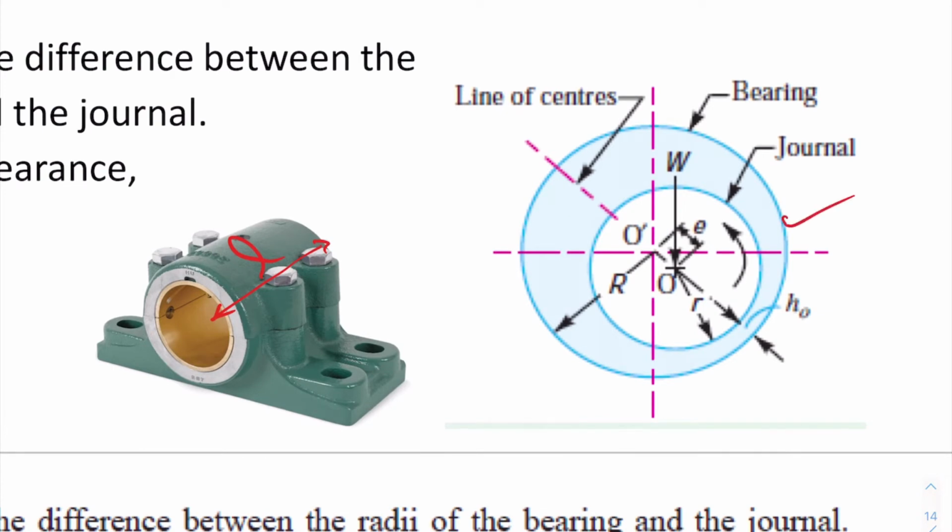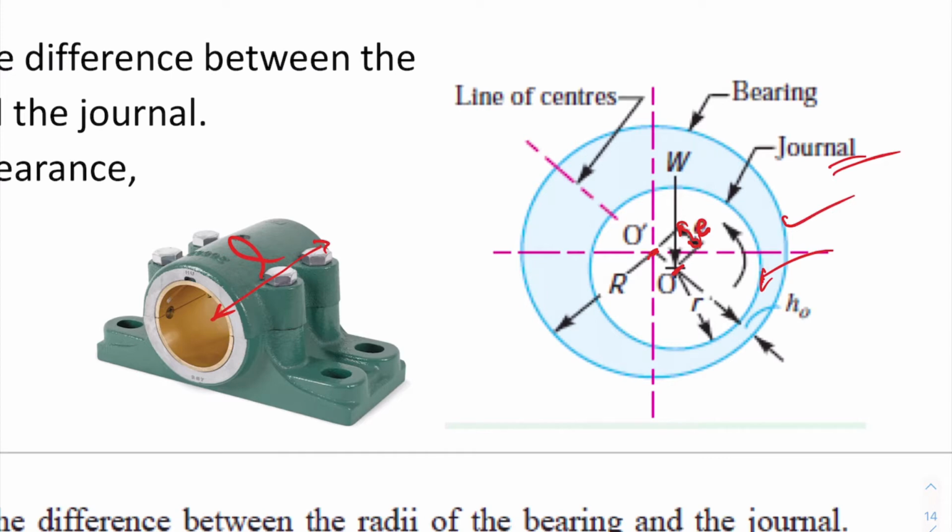And the journal or the shaft is moving within the bearing. So this one is our shaft or the journal. You can see it is marked here. And here you can see the center of bearing. They marked it as O dash. But the center of the journal or the shaft inside, it is here, O. And here you can see there is a difference in between them. So this difference is called eccentricity, usually marked as E. So E is the difference between the centers of the journal and the bearing.